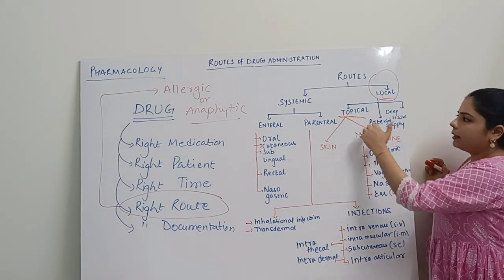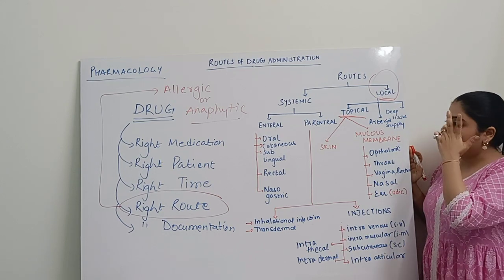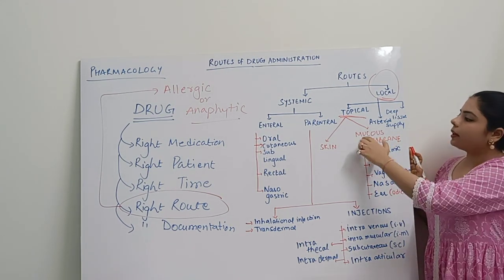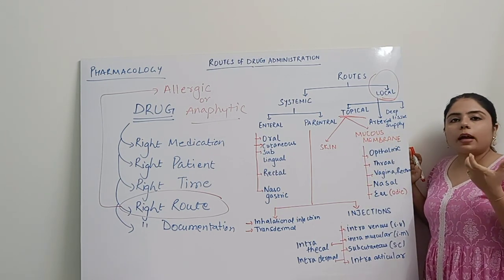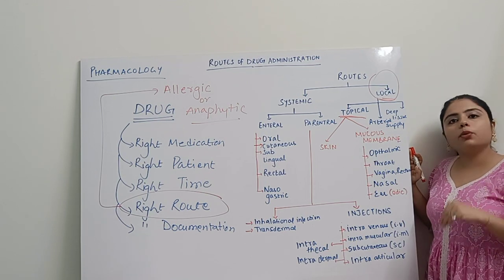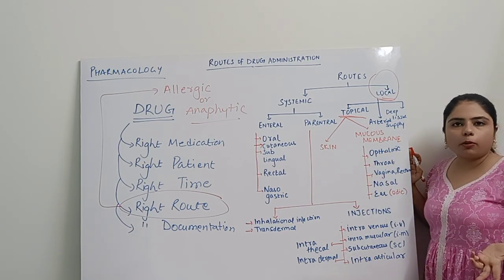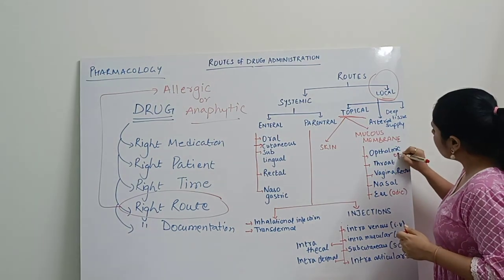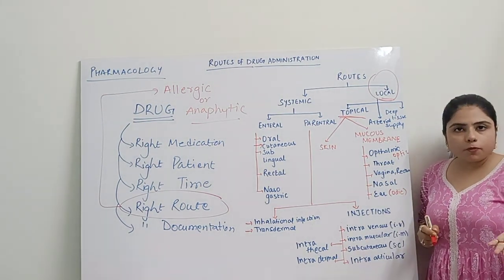Then comes another category in case of topical administration, that is mucous membrane. Here the drug is administered topically, but it is absorbed by the mucous membrane. So the site of application of the drug is the mucous membrane, right? One is ophthalmic. That means we are talking about the eye. Ophthalmic, or we can also call it optic, so eye drops fall into this category.